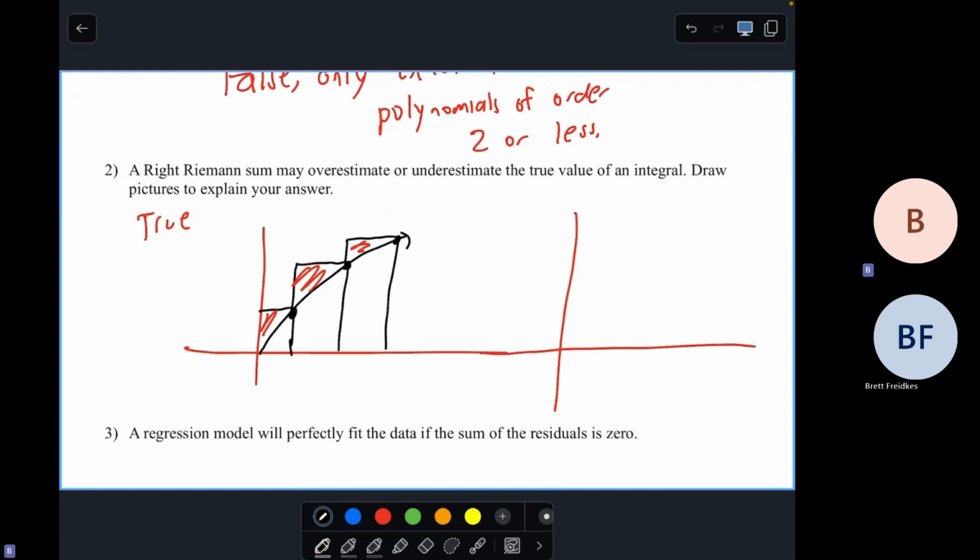Now imagine I have a similar graph, but I do something like this, and now I do a right Riemann sum rule. I'm underestimating. Do we see that? Because if I do the right side, we see in this case that I'm drawing these rectangles, missing area. So this is true. Any doubts about that? I think that's one of the easier questions on the exam.